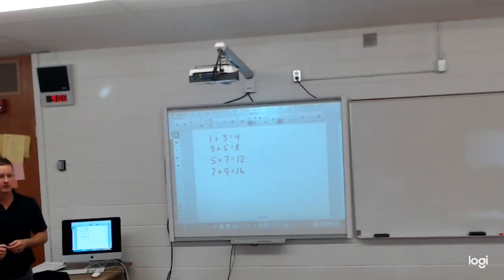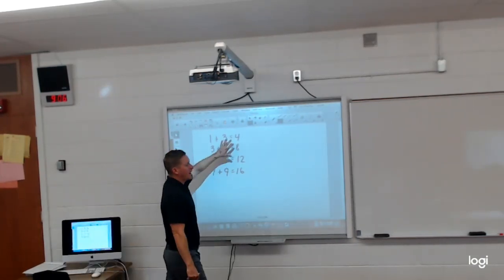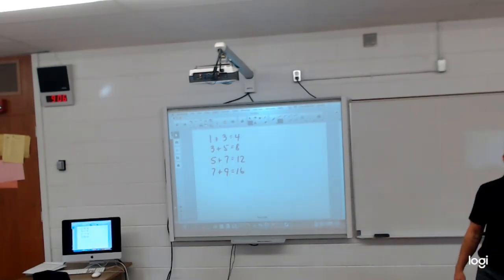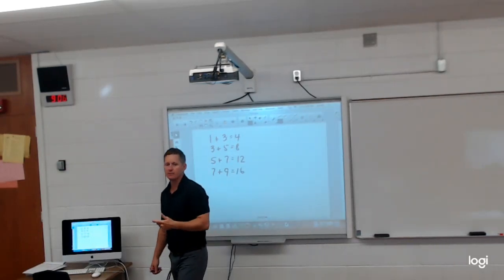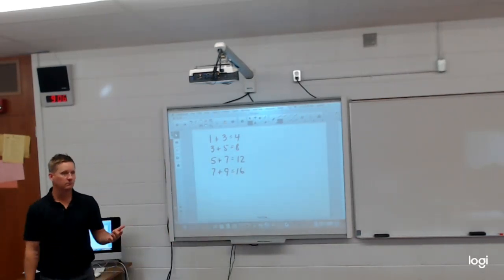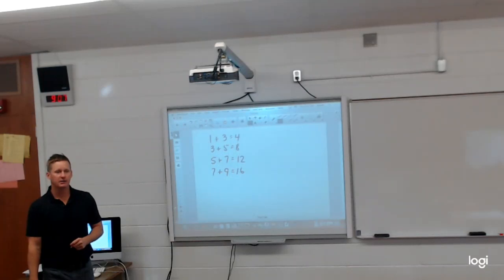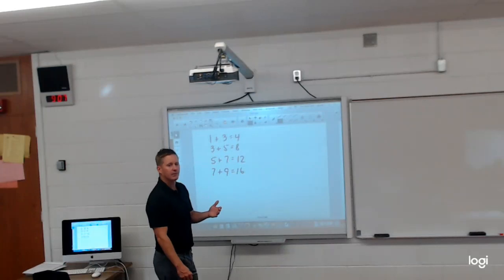Yes. Consecutive meaning going in order, right? 1 and 3, 3 and 5, 5 and 7, 7 and 9. So what I could state here as my conjecture is that if I add consecutive odd numbers together, the sum is going to be divisible by 4. Would you agree? Okay, so let's pick any two consecutive odd integers and let's find out if the sum is equal to a number divisible by 4.